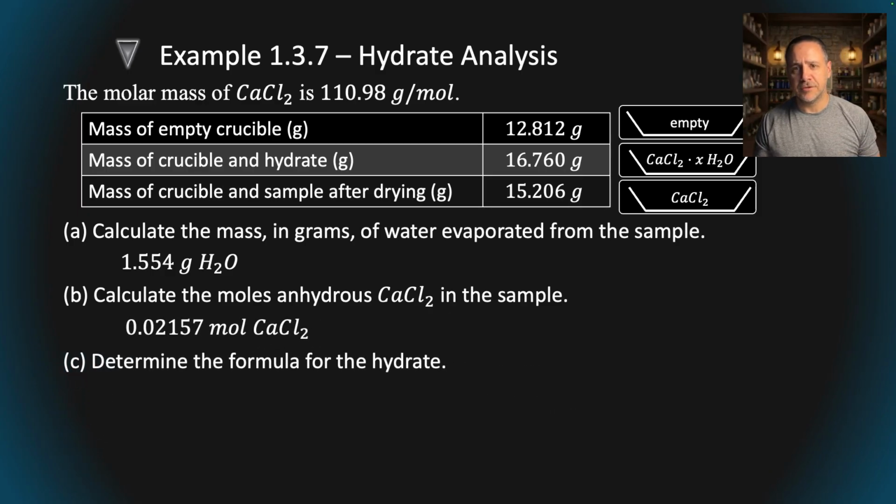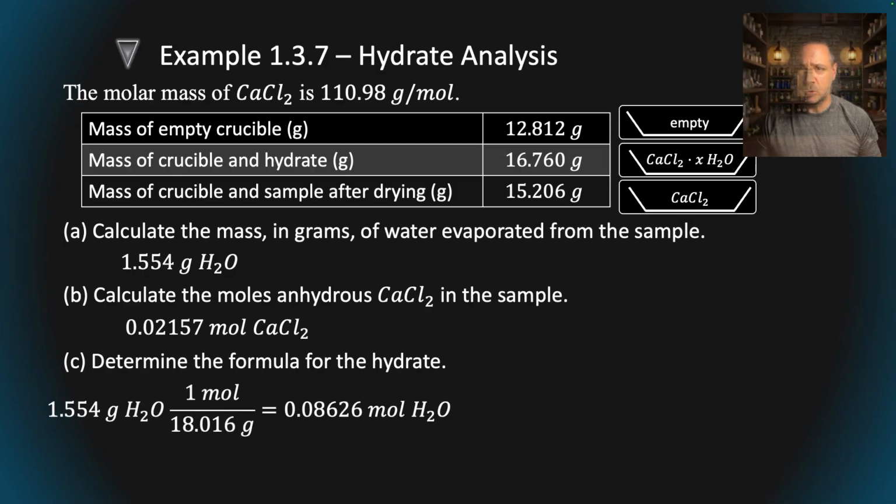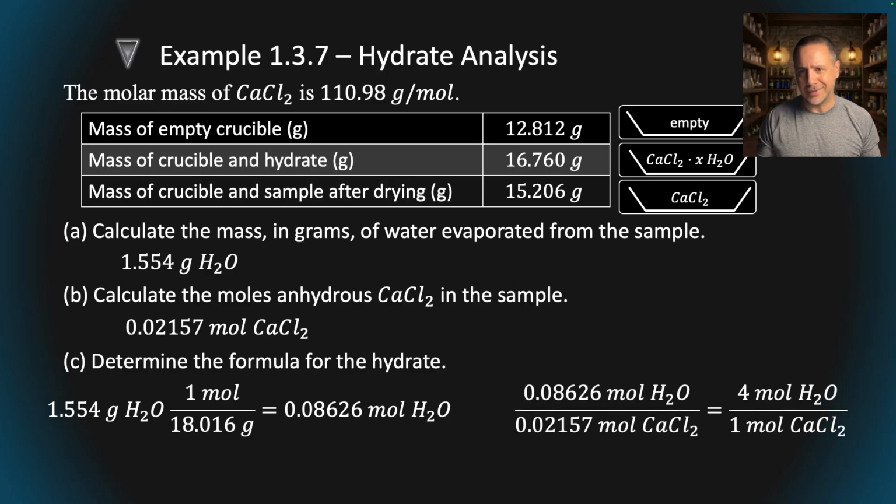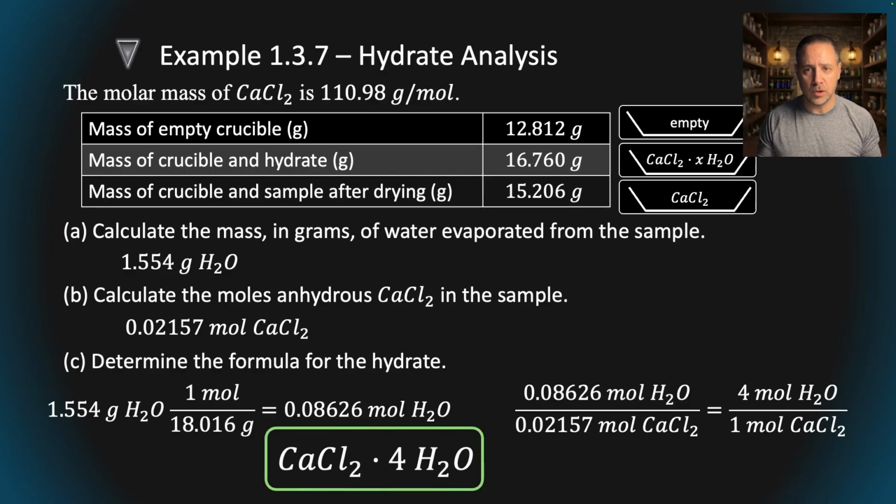Part C. The formula is the mole ratio of the components I just solved for. The water's still in grams, and now it's in moles. This is the ugly mole ratio. Dividing by the smaller of the two gives me 3.9989, which is close enough to 4. The formula of the hydrate is CaCl2 times 4H2O.